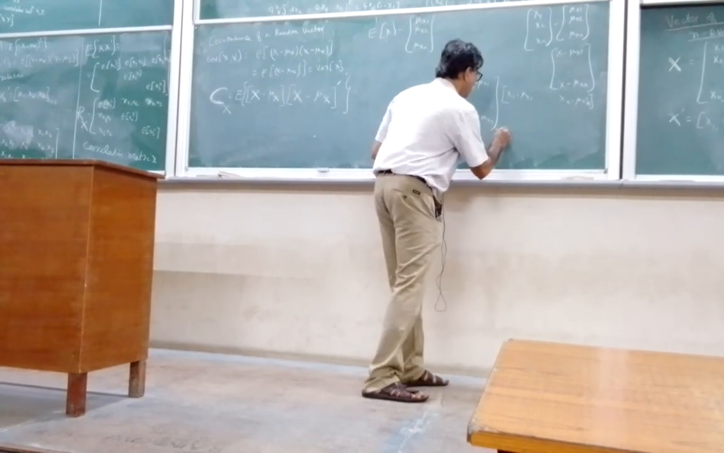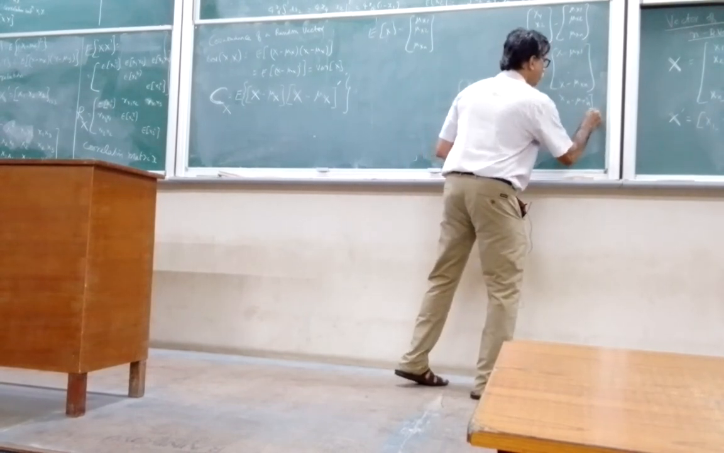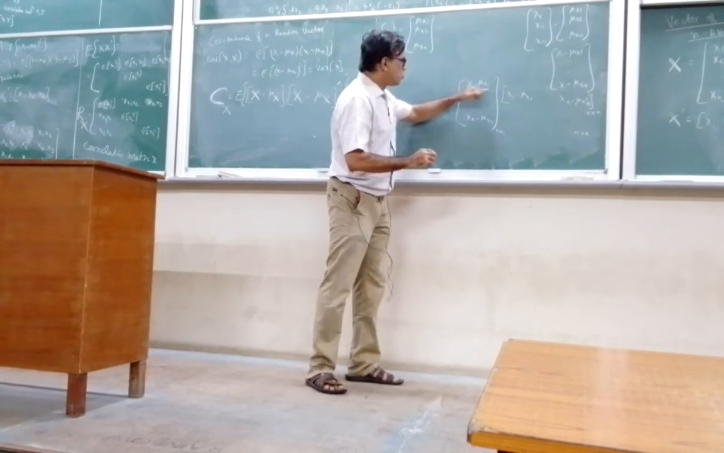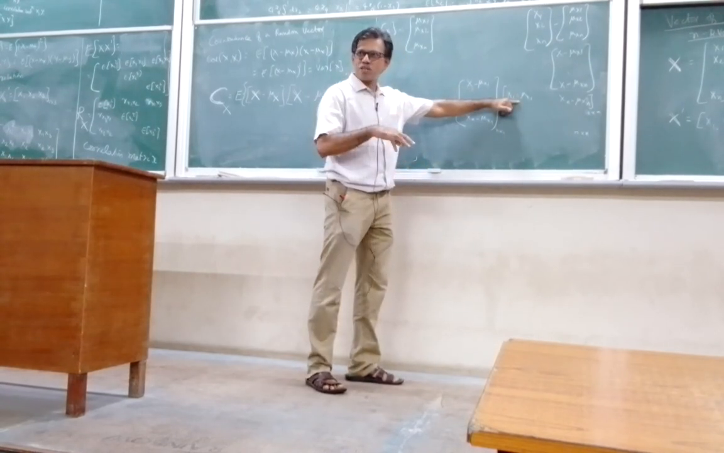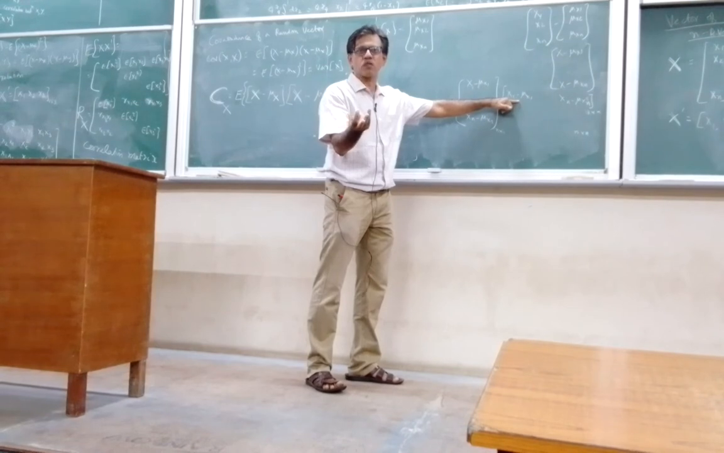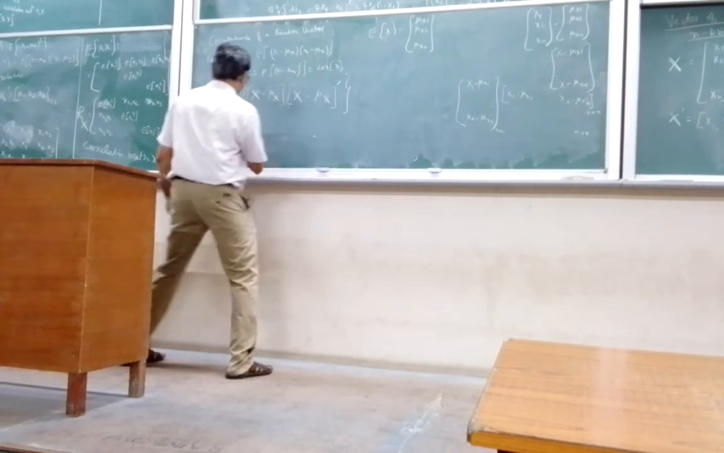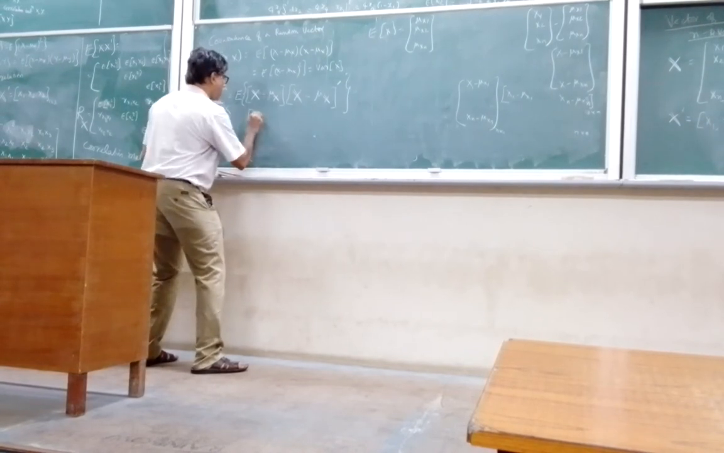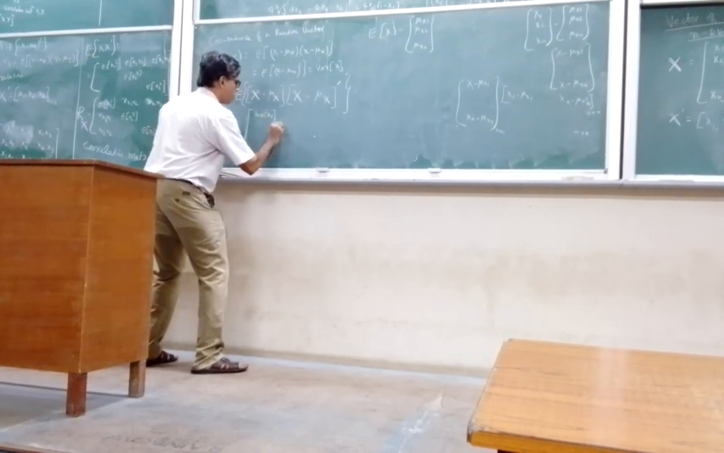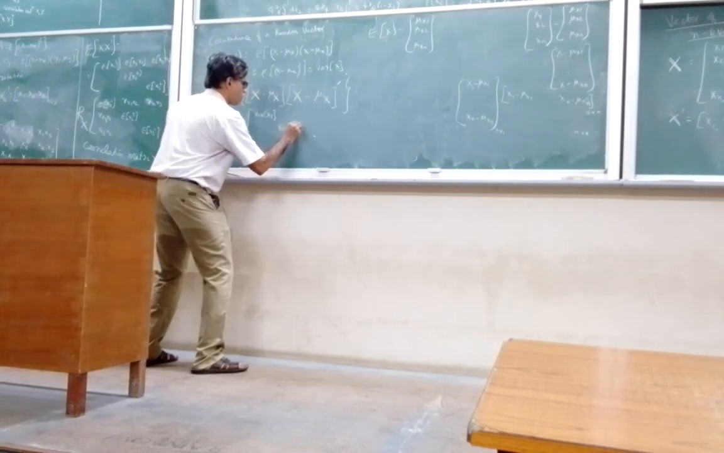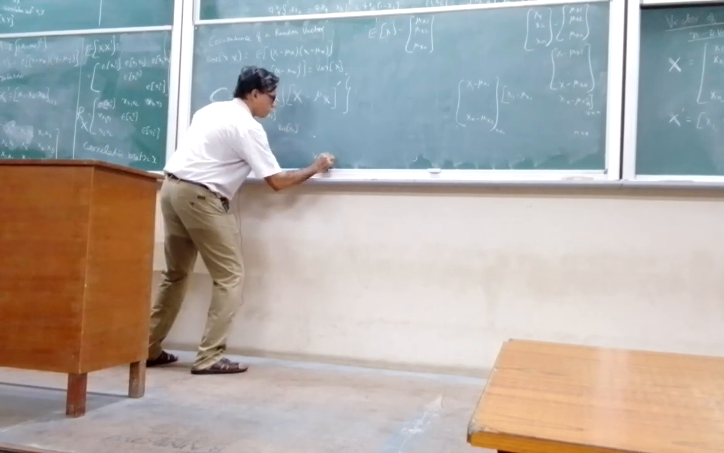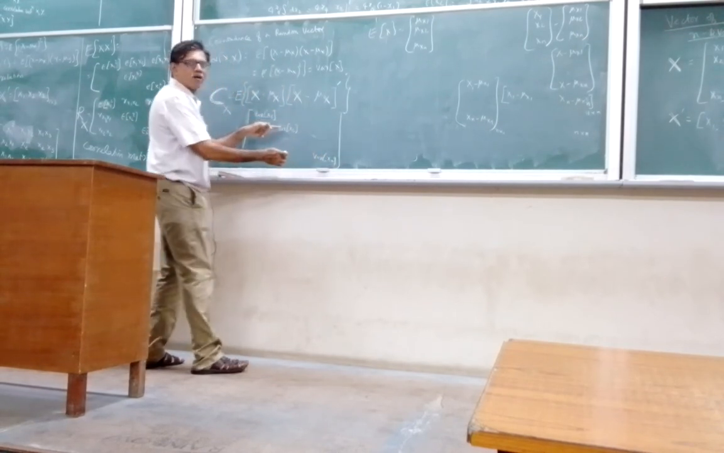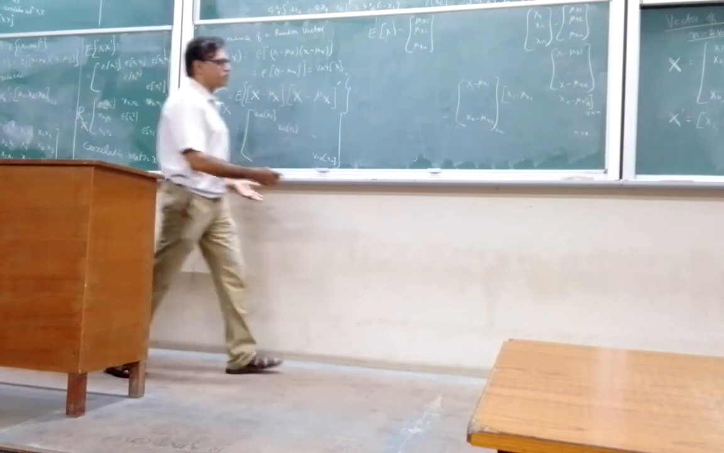This is n cross 1, this is 1 cross 1. So you will have an n by n matrix. If you multiply this and then take an expectation, you will get just the variance of x1. So you will get on all diagonals variance of x1, variance of x2, and variance of x3. And all these things are corresponding covariances.